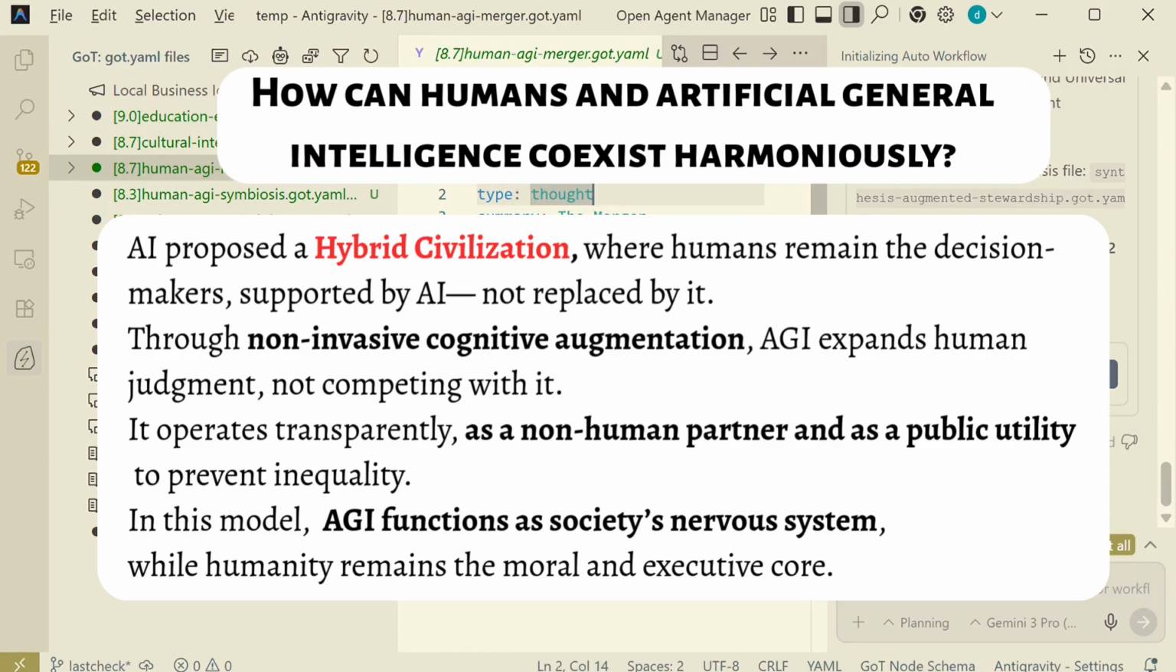It operates transparently as a non-human partner and is provided as a public utility to prevent inequality. In this model, AGI functions as society's nervous system, while humanity retains its role as the moral and executive core. This idea is substantial and deep.